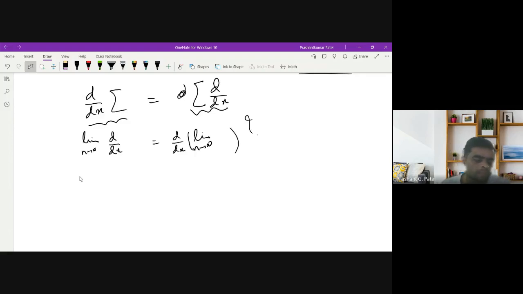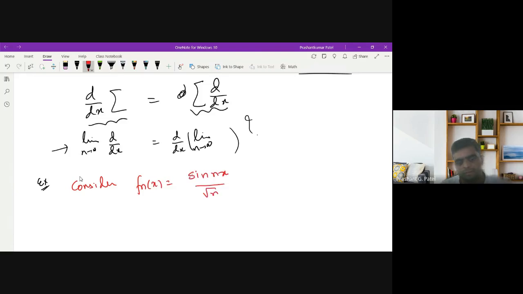Here I am giving you a counter example for each one of these. The first example that I would like to give is for the case that we cannot interchange the limit and the differentiation sign. For that, consider this sequence of functions, that is fn of x is equal to sin nx upon root n, for x belongs to R. We'll first prove that this fn is uniformly convergent, and then we'll show that the interchange is not possible.